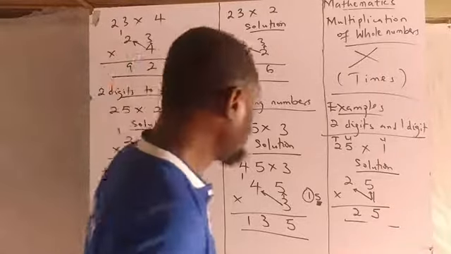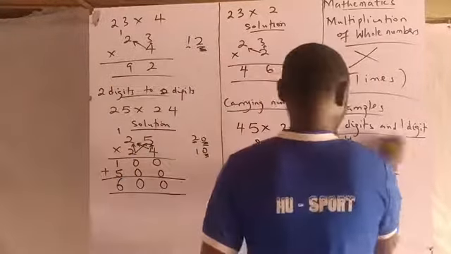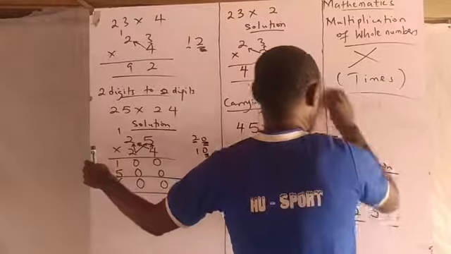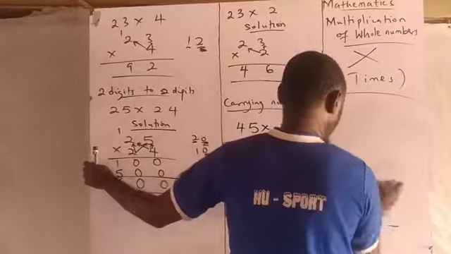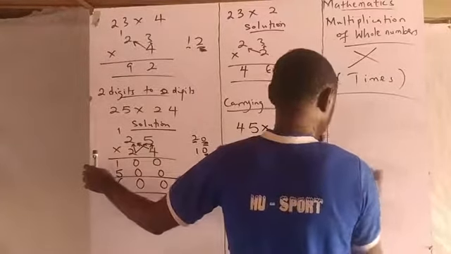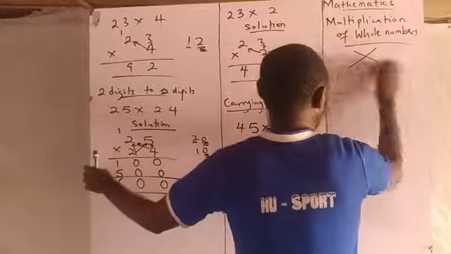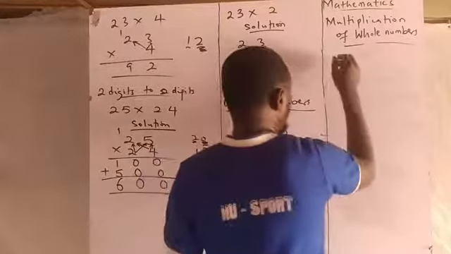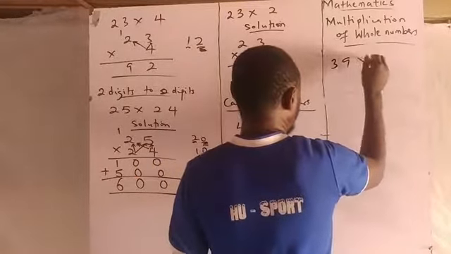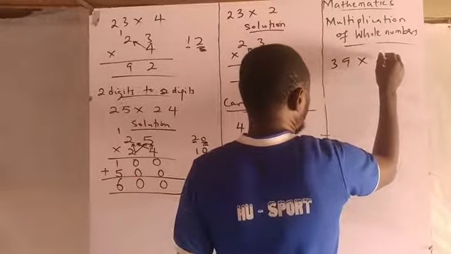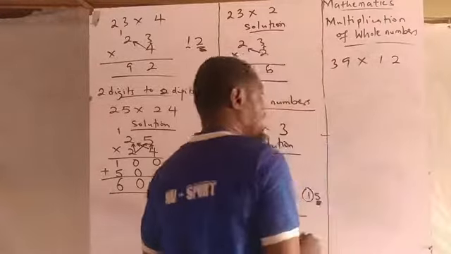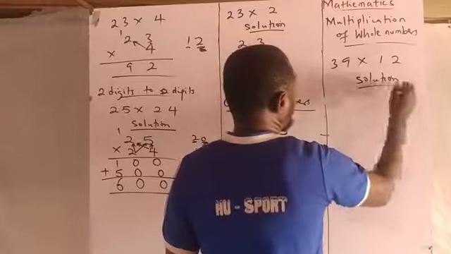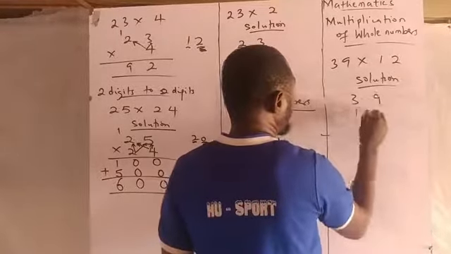Let me solve a few more examples on 2-digit number multiplication so that you have a better understanding. Look at this. You have 39 times 12. Solution. You write your 39 and write your 12.